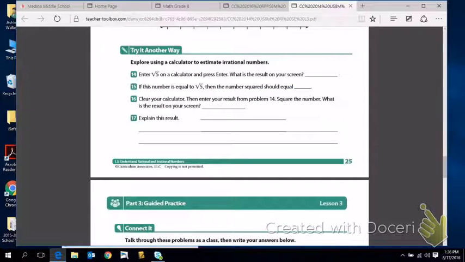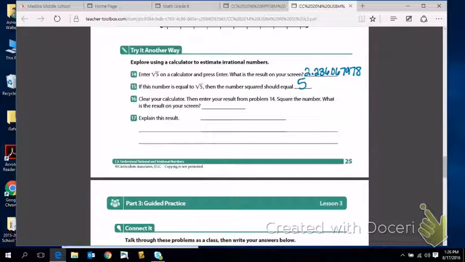We're then told to try it another way. Explore using a calculator to estimate irrational numbers. We're told to put the square root of 5 on our calculator and see what we get. And we come up with 2.236,067,978. So if this number is equal to the square root of 5, then the number squared should equal 5.